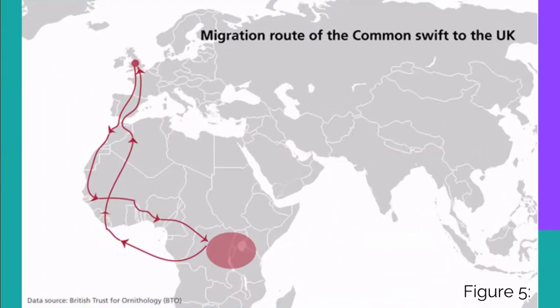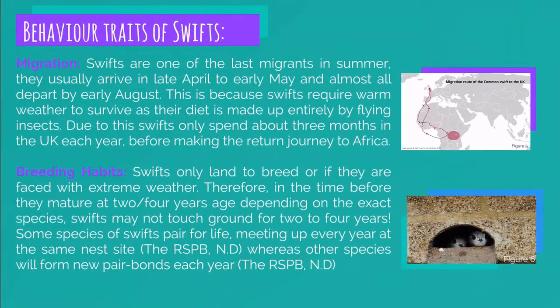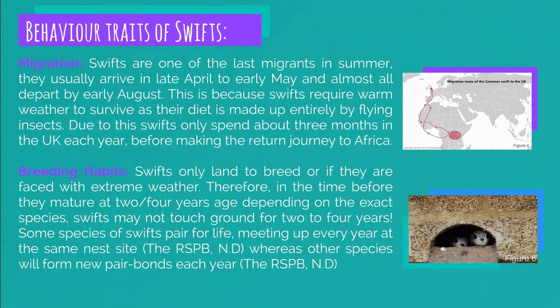Breeding habits. Swifts only land to breed or if they are faced with extreme weather. Therefore, in the time before they mature at 2 or 4 years of age, depending on the exact species, swifts may not touch ground for 2 to 4 years. Some species of swift pair for life, meeting up every year at the same nest site, whereas other species will form new pair bonds each year.